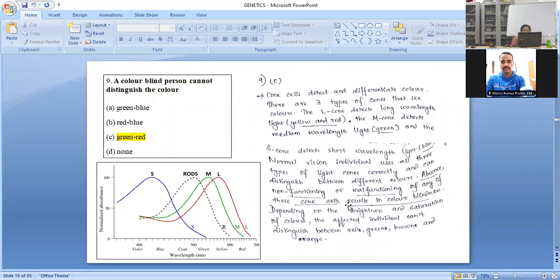Now again, one more question on color blindness. A colorblind person cannot distinguish color. Mostly if we have these options: green, blue, red, blue, none, and green and red. So what should be the best option for a question like this? A colorblind person cannot distinguish the color green and red.